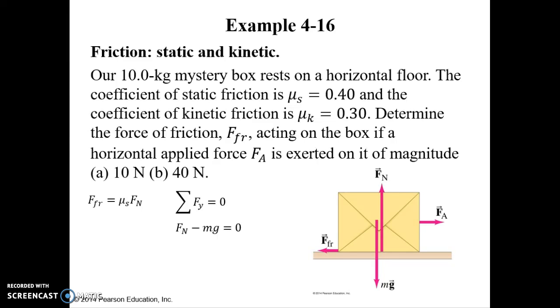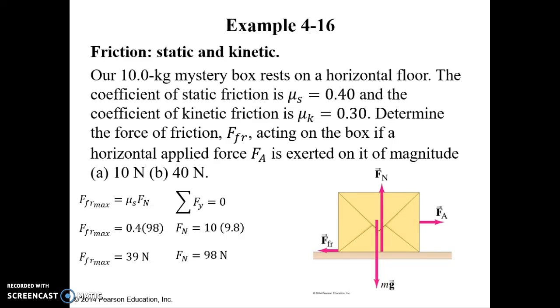Next, write down all the forces applied in the y direction, which is positive normal force and negative weight. Then solve for the normal force, which equals mg. Plug and chug to get 98 newtons for the normal force. Finally, we can use our friction equation to solve for the maximum force right before the breaking point where the object starts to move, and we get 39 newtons.